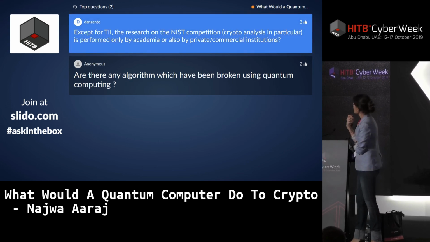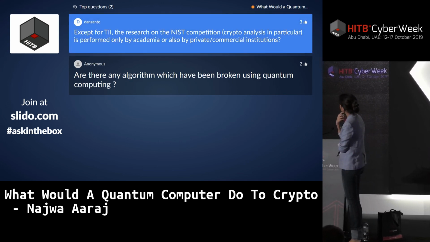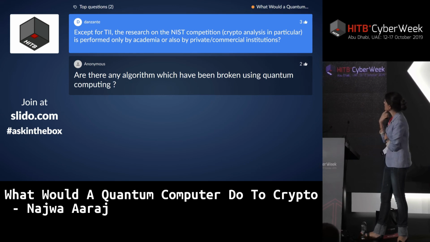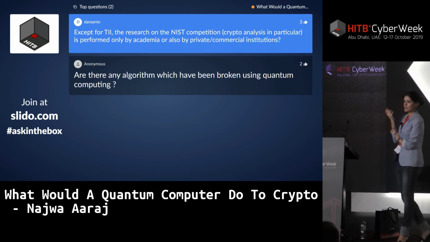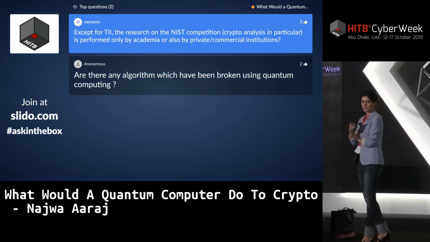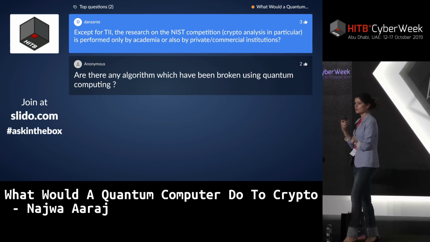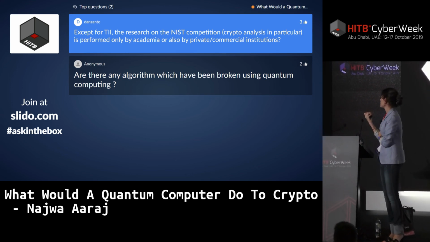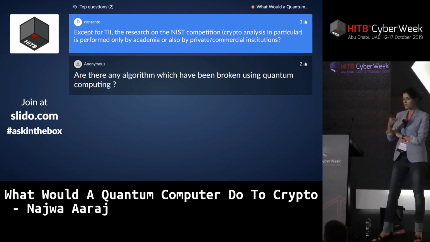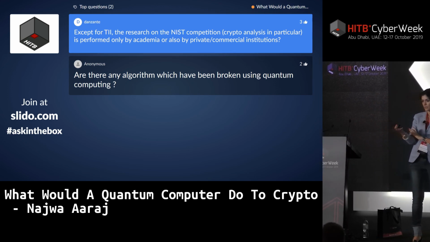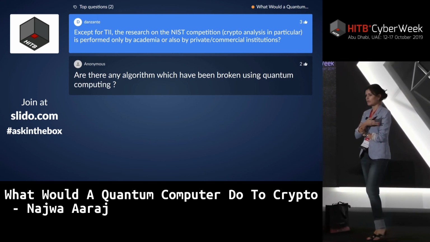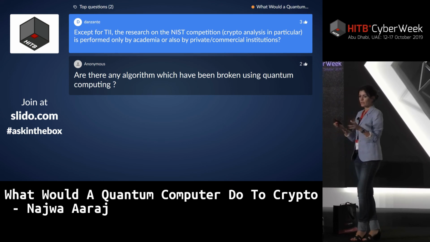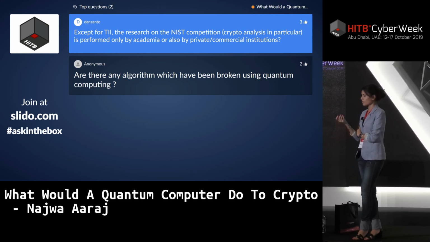Except for TII, is the research on the NIST competition performed only by academia or also by private or commercial institutions? I'm assuming whoever asked means the implementation and the analysis of the security of the algorithms. No, it is being done by universities, by research labs, and by private commercial research labs. And even the submissions, if I'm not mistaken, and Mark can correct me if I'm wrong, are coming from academic universities, academic labs, and also from big institutions and private institutions.